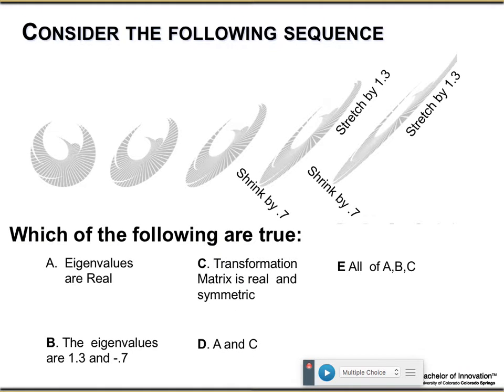Okay, so now let's play with some geometry. Consider the following sequence of drawings. I'm going to multiply the phoenix by a matrix A, and it's going to stretch by 1.3 and shrink by 0.7 in that dimension. As I iterate this transformation, after a couple times, my phoenix gets more and more distorted. Which of the following are true of that transformation? The eigenvalues are real. The eigenvalues are 1.3 and minus 0.7. The transformation is real and symmetric. A and D, all of A, B, and C. You get 30 seconds.